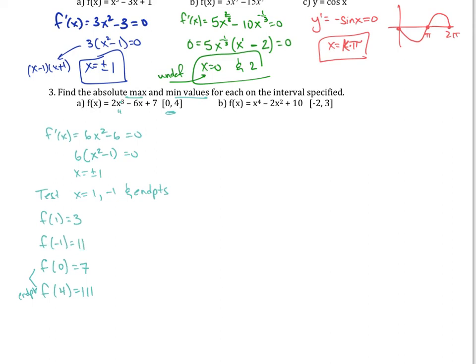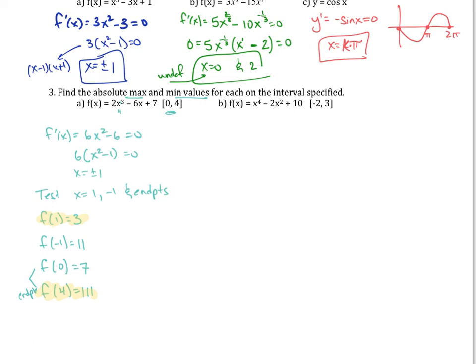So, which is the absolute maximum? Which is the absolute minimum? Over here, I take a look at this. The smallest value occurred at f of 1, and the largest value occurred at f of 4. So I can classify these as my absolutes.